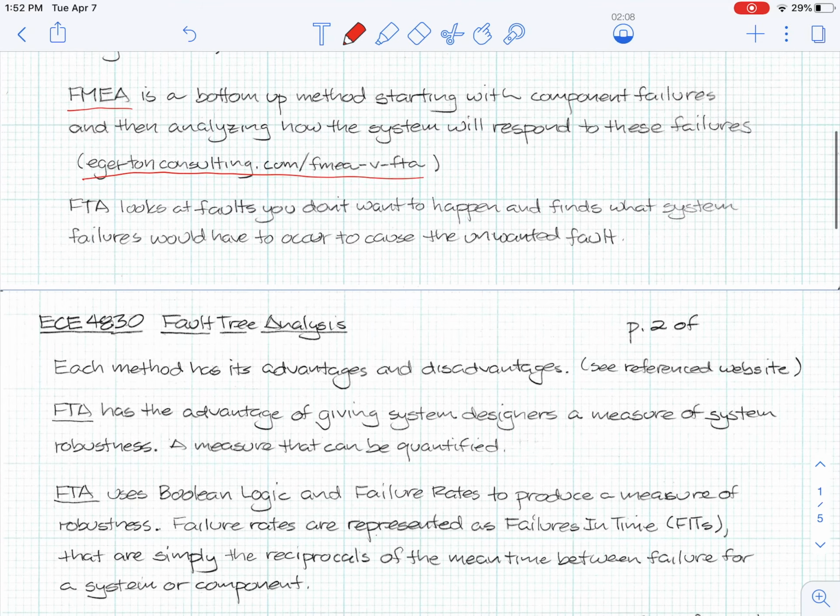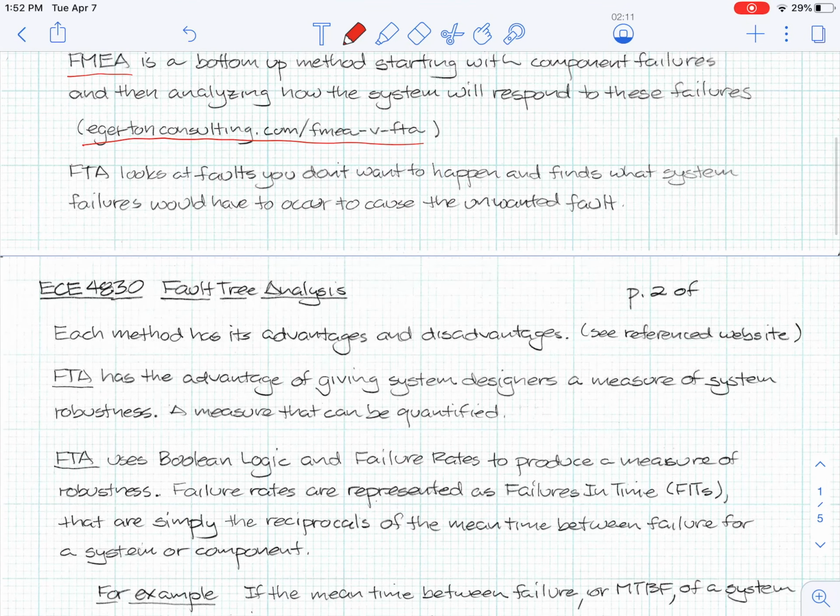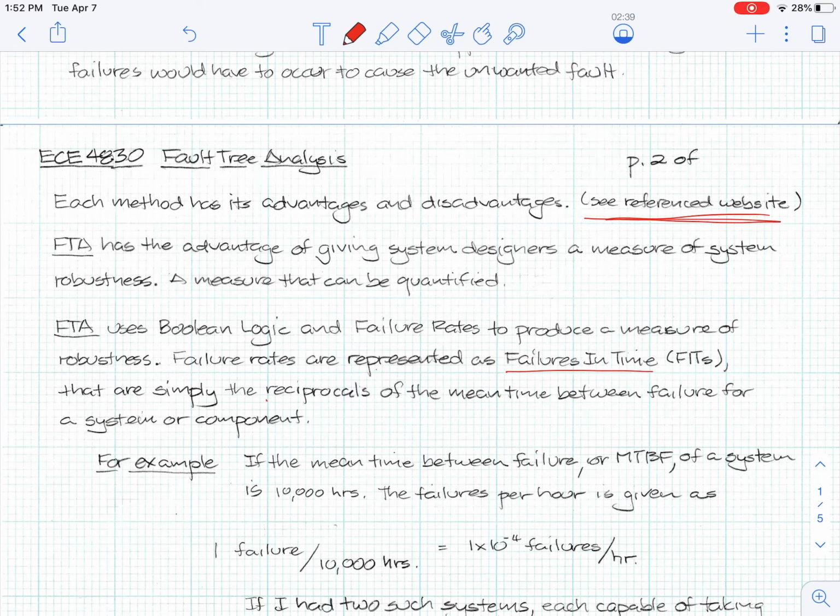Now, each method has its advantages and disadvantages, and see the reference website if you want to learn more about that. FTA has the advantage of giving designers a measure of system robustness, and it's a measure that can actually be quantified. FTA uses Boolean logic and failure rates to produce a measure of robustness. Failure rates are called failures in time, and they're reciprocals of the mean time between failure.